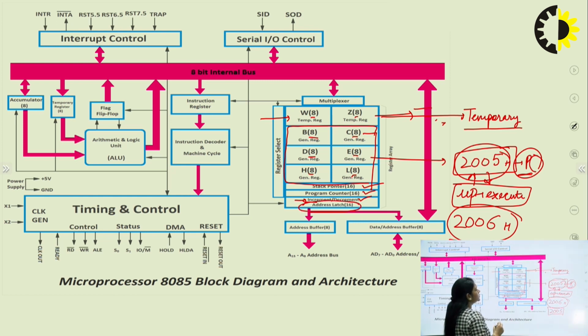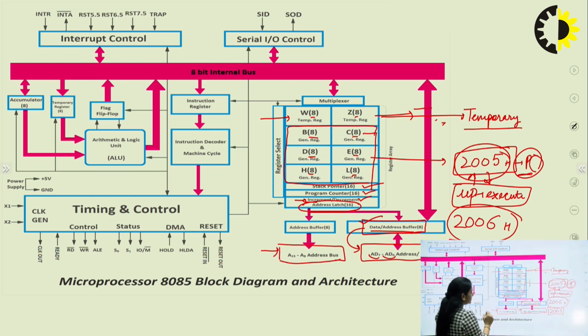Address latch is used for the address and data buses here. So the data bus was of 8 bits and the address bus is of 16 bits. One more thing I just want to discuss here, address and data buffer. Address and data buffer contains the address and data bus. If you see here, AD7 to AD0, and in higher order bus, it is A15 to A8. The higher order address bus is independent from any other bus.